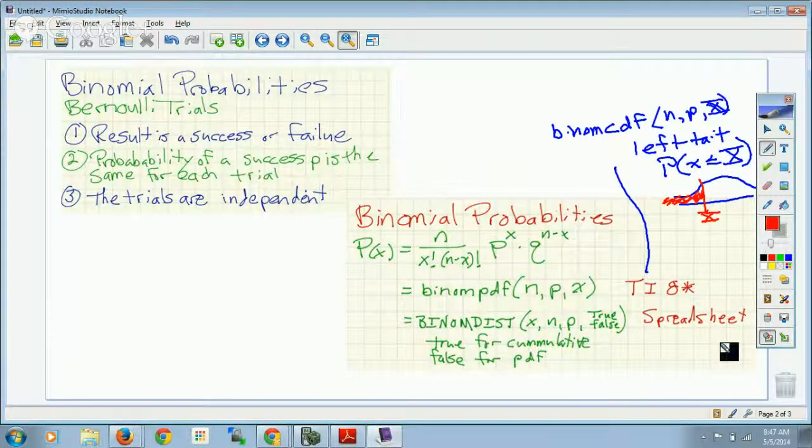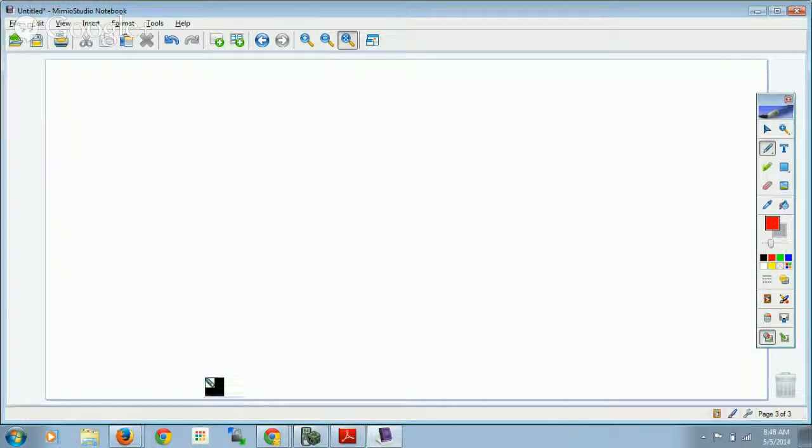If you're going to use a spreadsheet, whether it's a Google spreadsheet or Excel or OpenOffice, then the command is binomial distribution, the x value we're thinking about, number of trials, probability, and then true or false. True for cumulative, meaning tail, and false for PDF, meaning a single column, a single number in that distribution. All right, so let's take a look at some ideas from the homework.